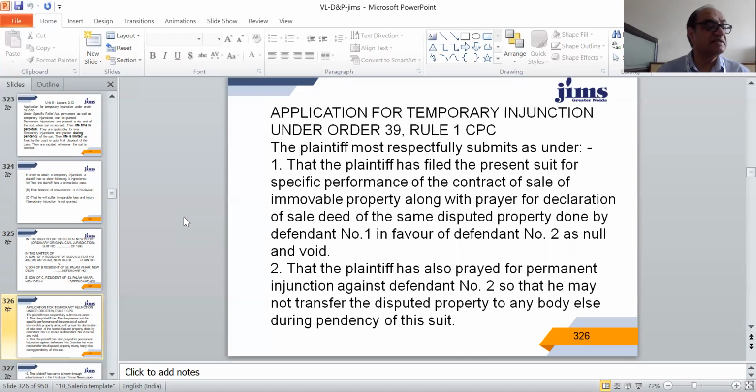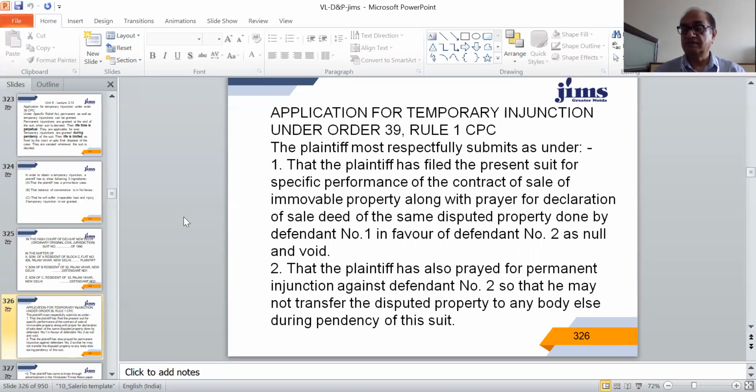Dear students, these facts and these illustrations I had adopted while discussing the drafting of the suit for specific performance, declaration, and permanent injunction. So the same set of facts I have adopted here for drafting of this application for temporary injunction. And if you remember, in this illustration, defendant number 1 was bound to execute the sale deed in favor of the plaintiff, but during the pendency of the suit, he transferred the property to defendant number 2. Now the plaintiff is worried that he may further transfer the property to anybody else.